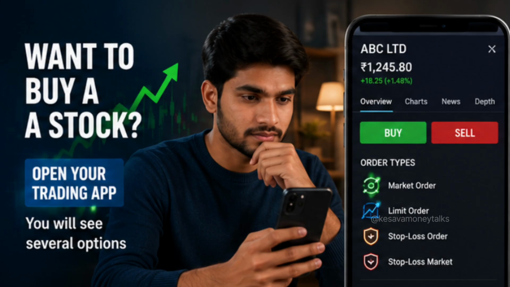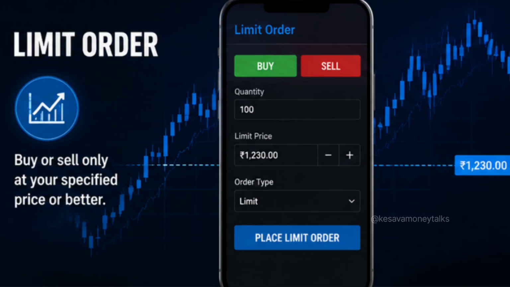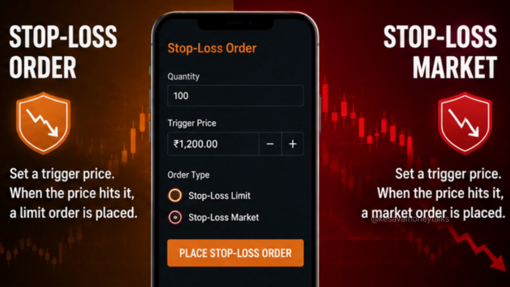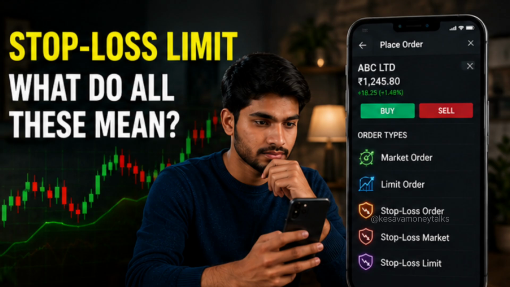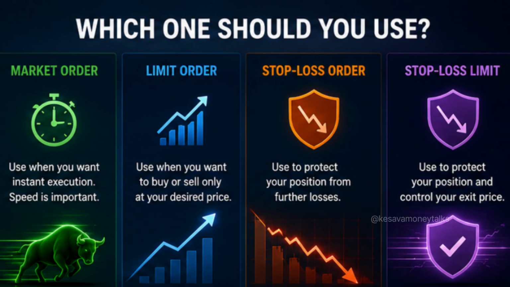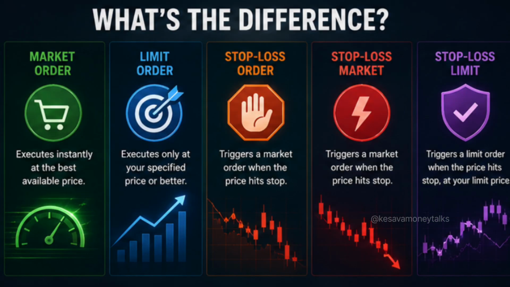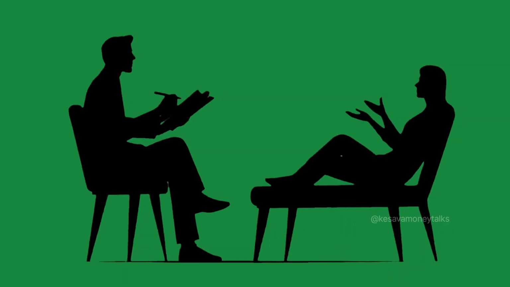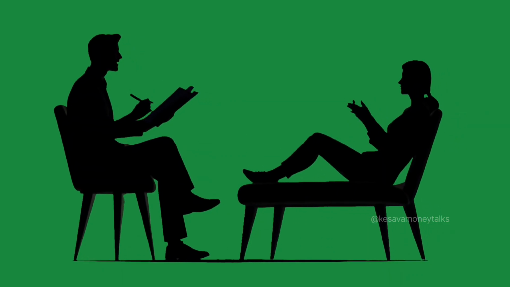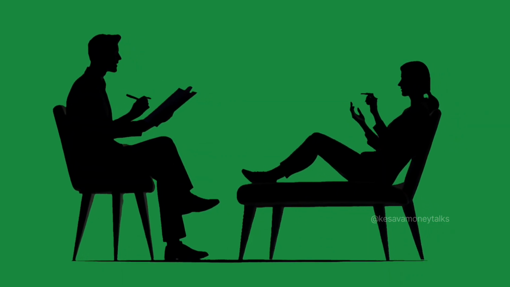Imagine you wanted to buy a stock. You open your trading app and see several options: market order, limit order, stop loss market, stop loss limit. What do all these mean? Which one should you use? And what's the difference between them? Don't worry, today I will explain stock market orders using very simple examples.